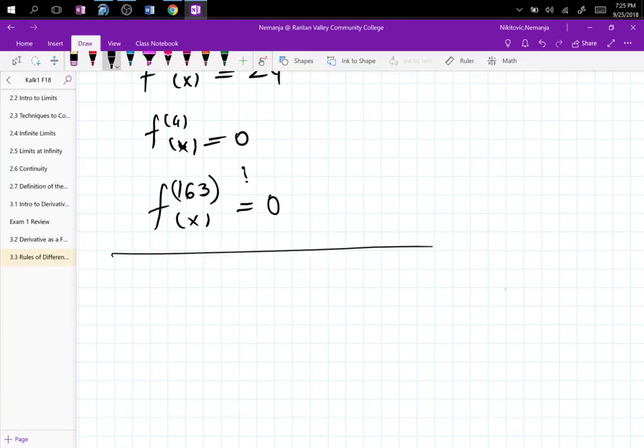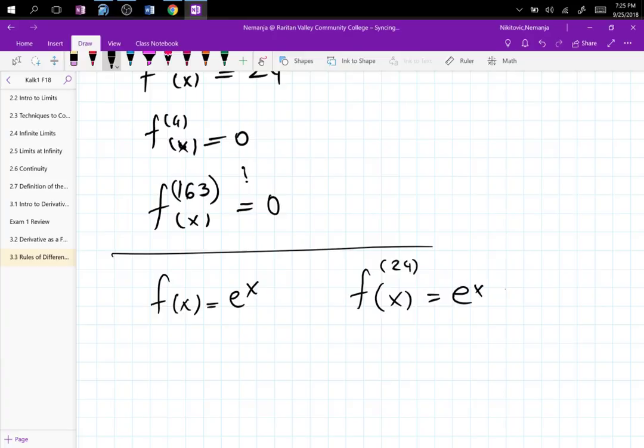So, fun question. f of x is equal to e to the x. What is the 24th derivative of f of x? e to the x, right? It's e to the x because the derivative of e to the x is itself, e to the x. So it doesn't matter if you do 24 derivatives or 124 derivatives, it will always be e to the x.